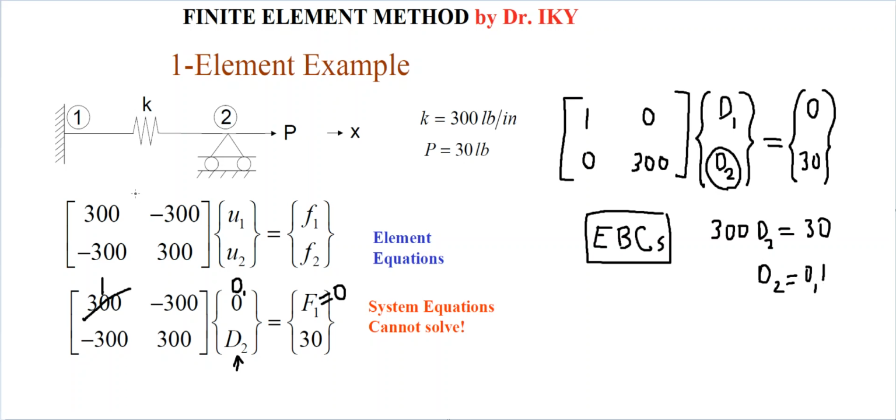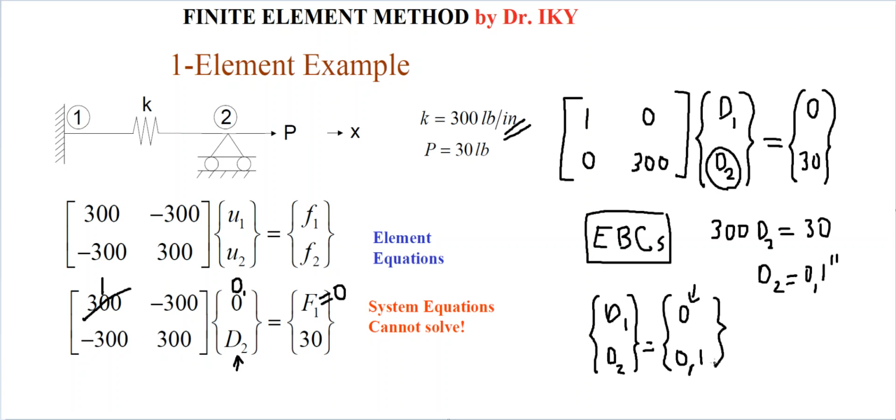0.1. So the length of the system is expressed in inches, so we have 0.1 inches. In terms of vector definition, I can write D1, D2. D1 is going to be 0, which I already know. It is 0 because it's connected to the wall. So this one will be 0.1 inches.